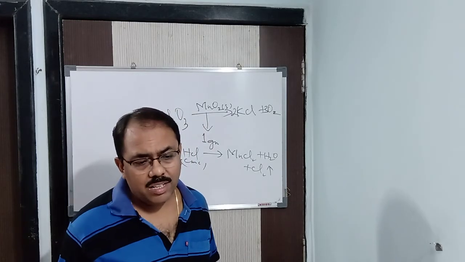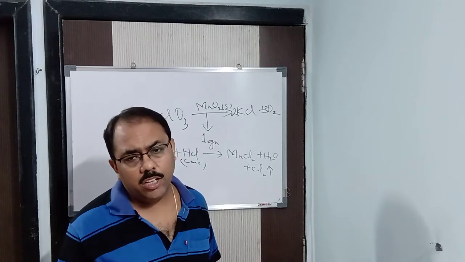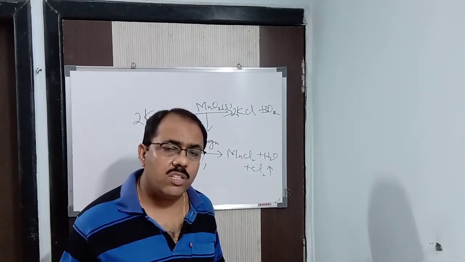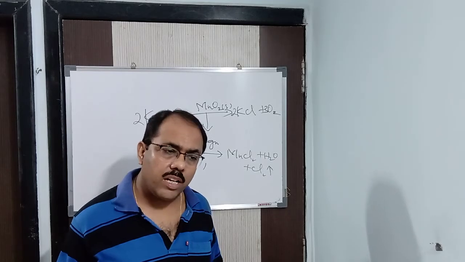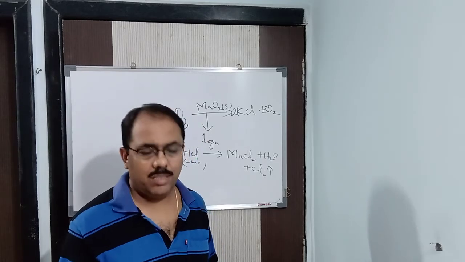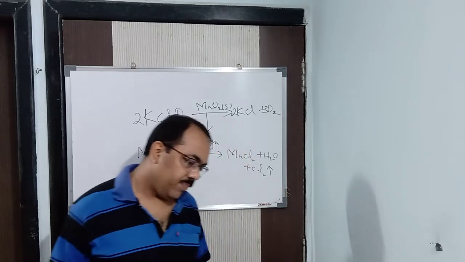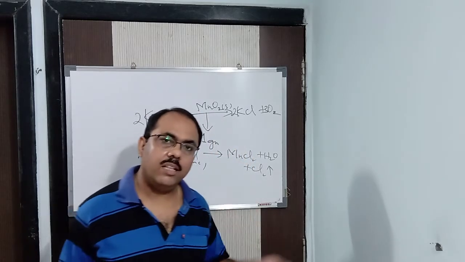If you use a catalyst, you will get the equilibrium at a faster rate. If you don't use a catalyst, equilibrium will still be attained, but at a slower rate. That's the difference in rate. So in this way you came to know about the catalyst.